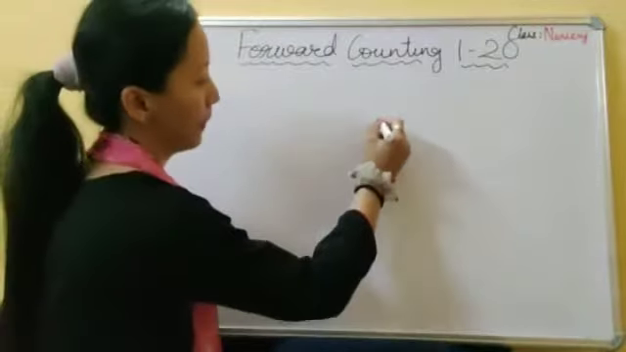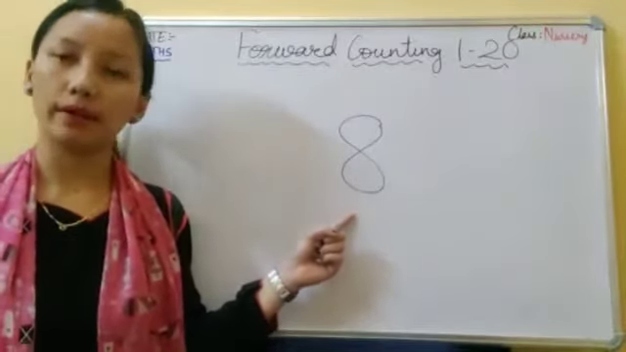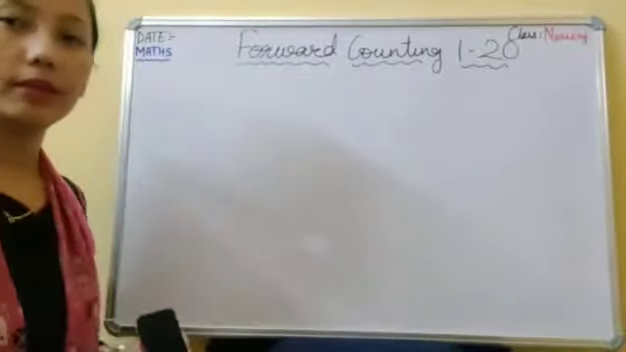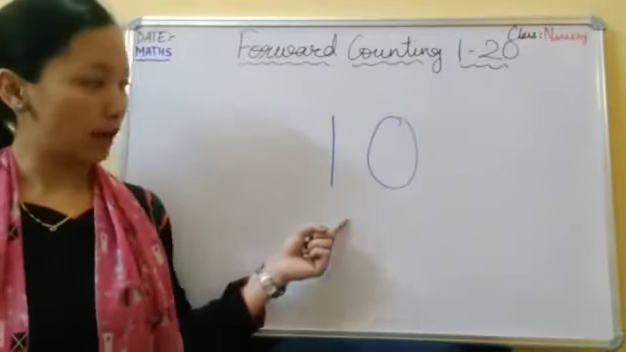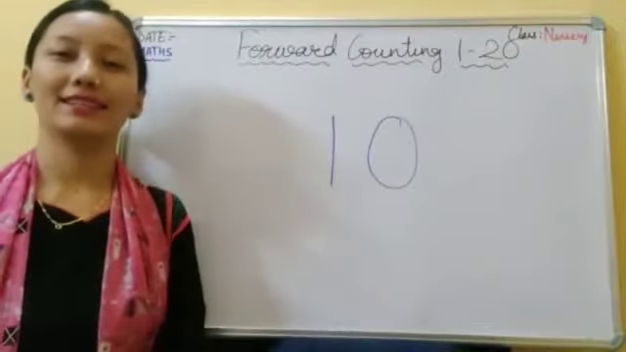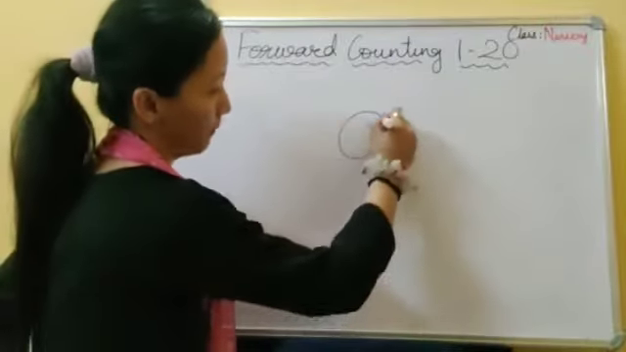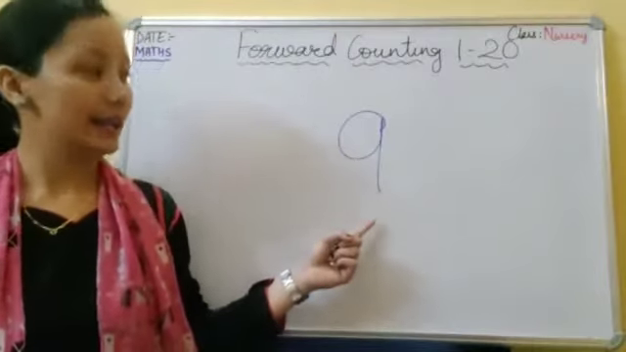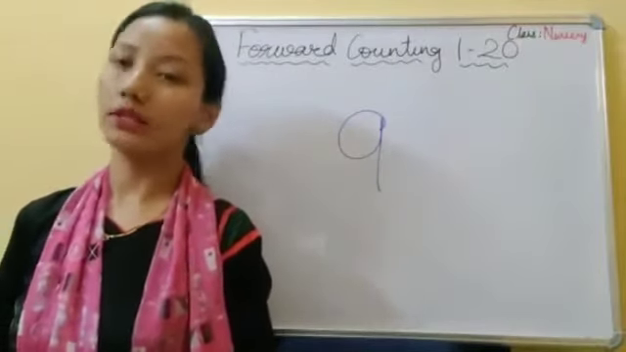Now tell me. Which number is this? Yes, this is number 8. Good. Now tell me. Which number is this? 10. Very good. This is number 10. Good. And tell me, which number is this? Yes, number 9. Very good. I know, students, now you can easily recognize numbers from 1 to 10.